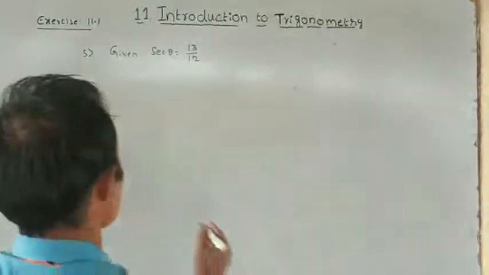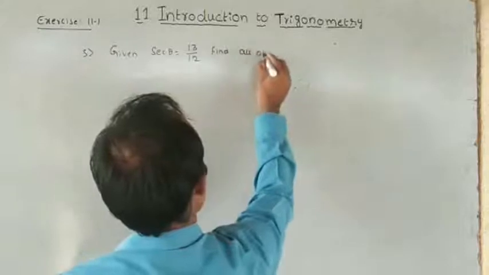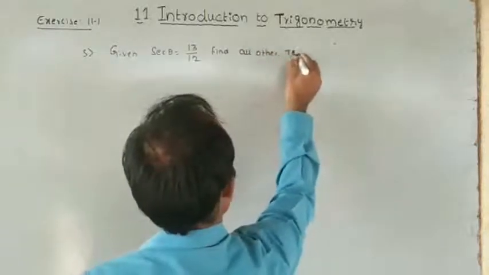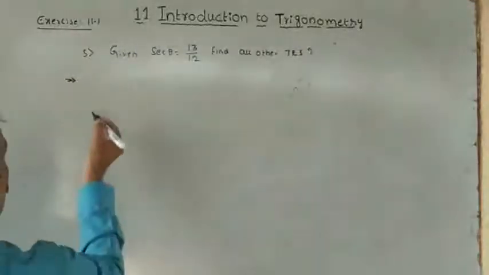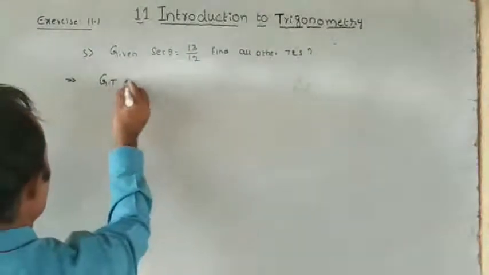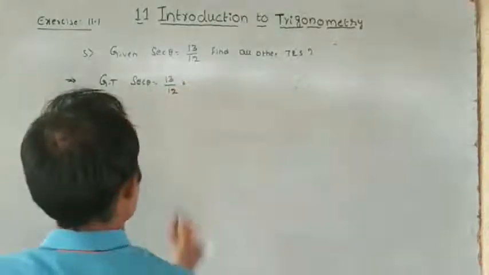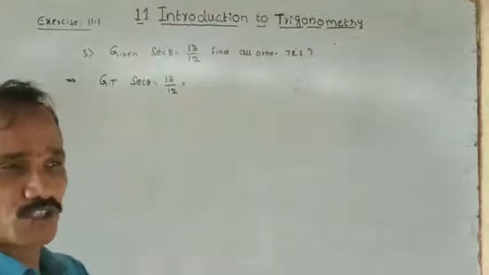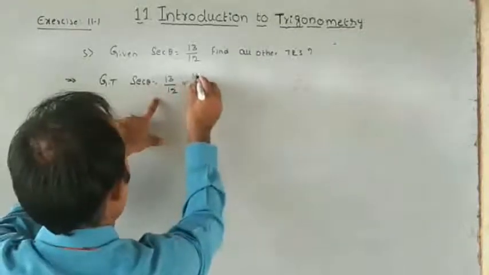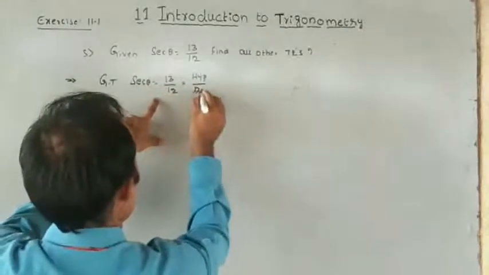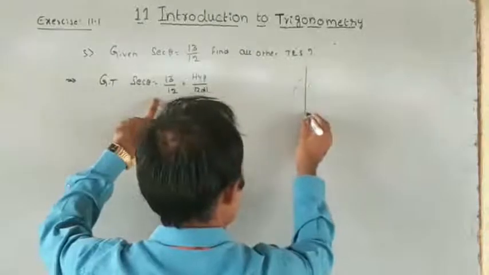Yes, we have to find all other trigonometric ratios. Solution: given that sec theta is equal to 13 by 12. Sec is the reciprocal of cos. Cos ratio is equal to adjacent by hypotenuse, so the reciprocal of this is hypotenuse divided by adjacent. Correct? Yes. Again, as usual, draw a right angle triangle.